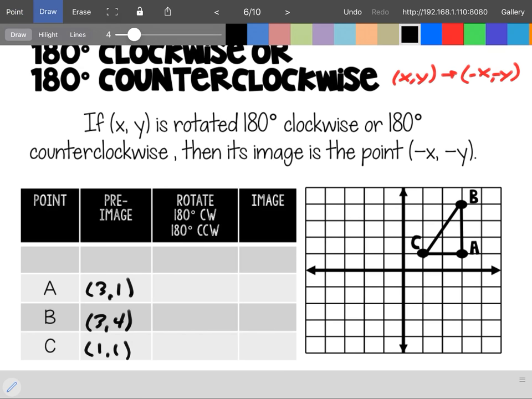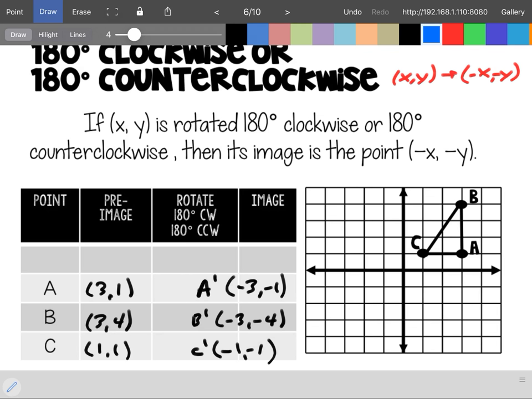So then, for example, if we're going to do A prime here, we're just going to take the negative of the x and the negative of the y. And then same thing for B prime, negative of the x, negative of the y. And then for C prime, negative of the x, negative of the y. And then let's plot them.